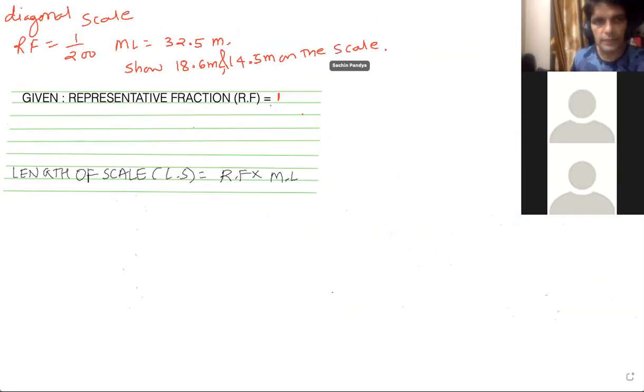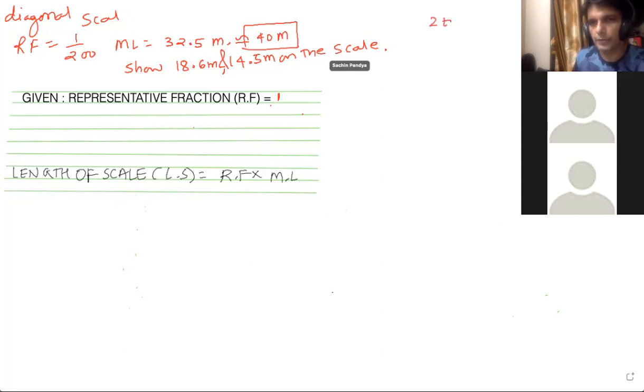So now we have another sum where we have a diagonal. We have to draw a diagonal scale. R.F. is 1 upon 200, right? Maximum length is 32.5 meters. So how much we will take? We will take round off to 40 meters. Remember this. This is important.